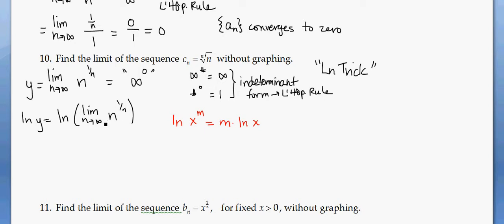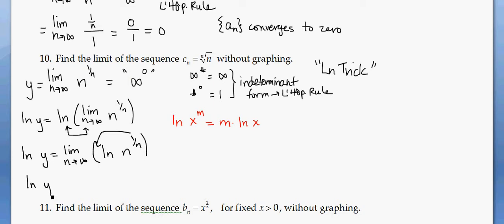I'm sorry, I have one other thing to say, right? We need to be able to switch the order of this, which we talked about in class being okay. We're allowed to switch the order of those two. And so this is really just the natural log of n to the 1 over n. Okay, now I can go ahead and pull down my exponent. So I have the natural log of y is equal to the limit as n goes to infinity of 1 over n times natural log of n.